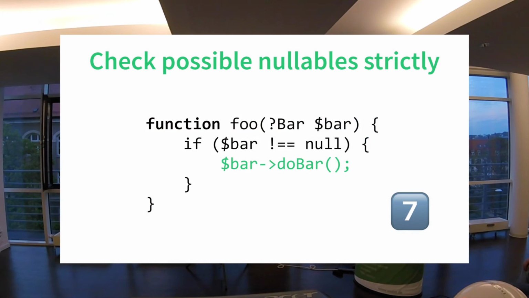So if we want to be sure that we do not have any type error in our application, we have to check that the variable is not null, and then we can safely call a method on it.